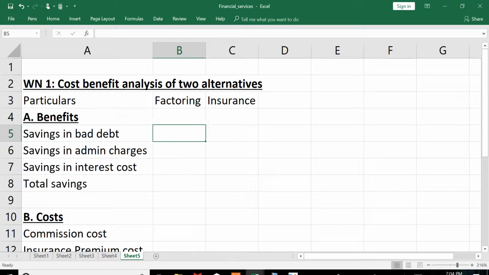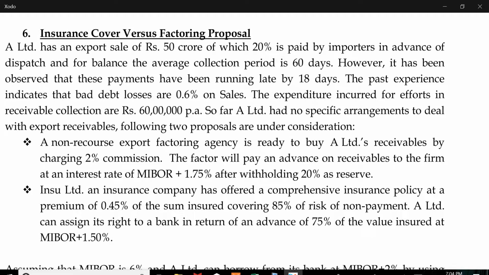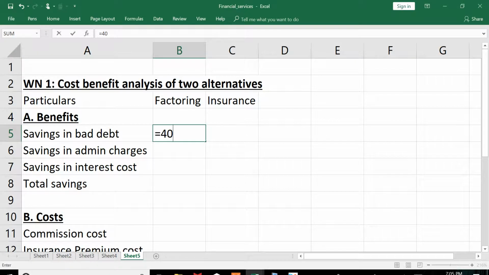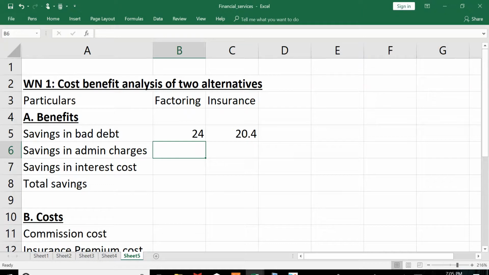Can you tell me what is the saving in bad debt in a factoring arrangement? How much? We'll do it in lakhs. 20. It is 4,000 into 0.6%. In an insurance, it's broadly the same, but you save only 85% of this. 15% still I'll have to bear it. 24 and 20.4.